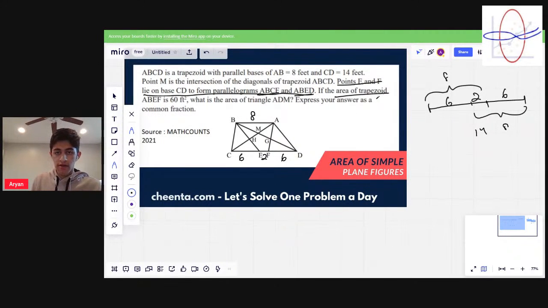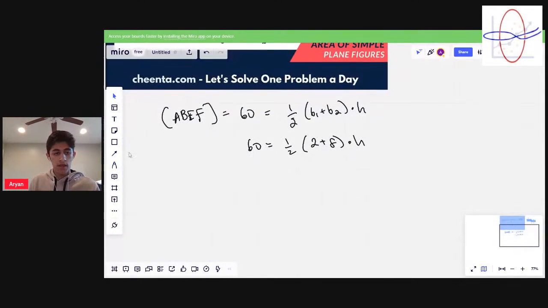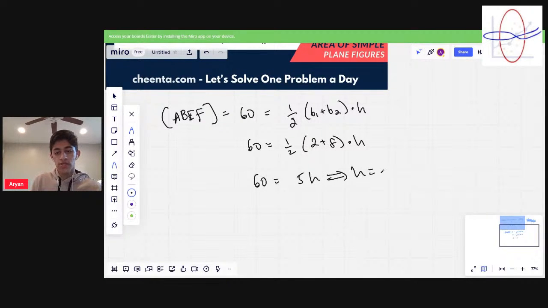Now, they also tell us the area of trapezoid ABEF is 60. In ABEF, we see that the bases are 2 and 8. If you recall, the area of a trapezoid is just the average of your bases times your height. I know the value of both my bases. That's half of 2 plus 8 times my height, and that's equal to 60. So 60 is equal to 5h. So h, which is the height of the trapezoid, is 12.